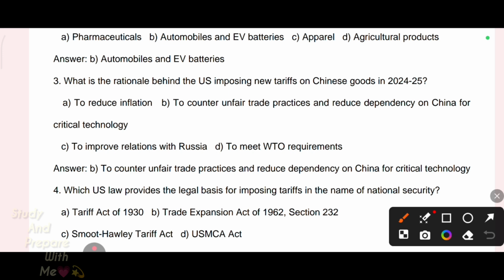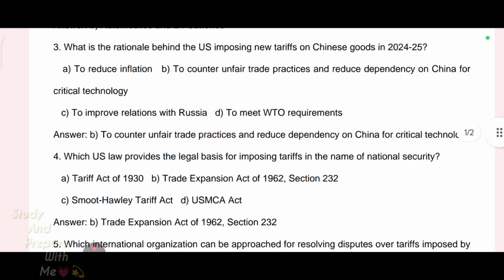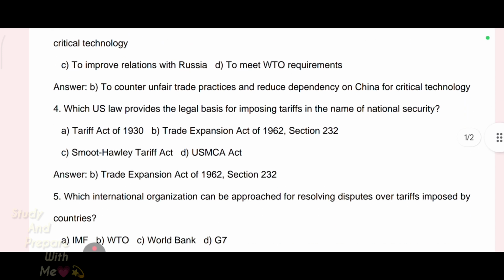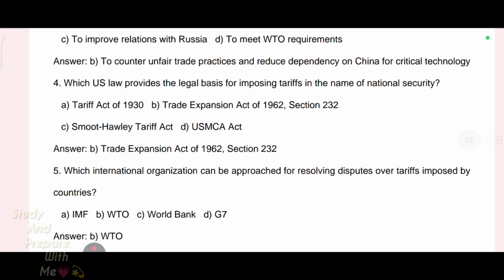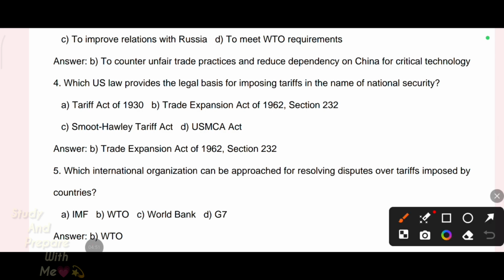Answer is B. Which US law provides the legal basis for imposing tariffs in the name of national security? The Trade Expansion Act of 1962, Section 232B.